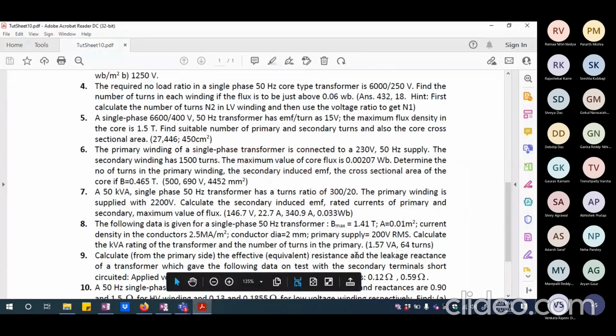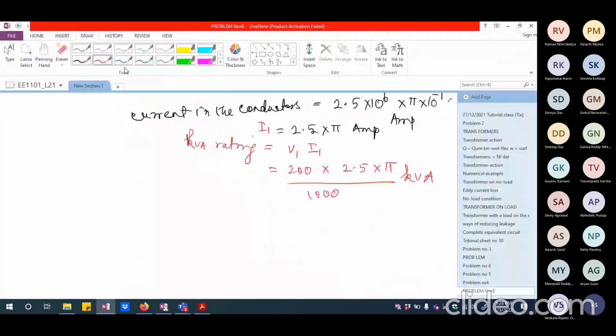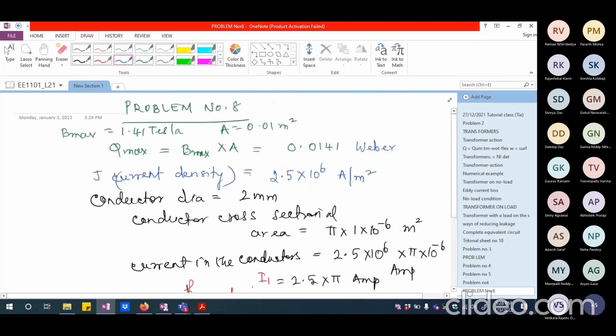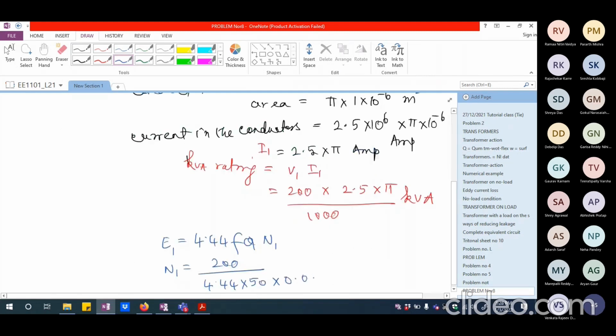Number of turns in the primary. Straightforward, right? Because you can directly write number of turns. So again I can say E equal to 4.44 f φ multiplied by number of turns. So if I'm talking about E1, this is N1. So I can say N1 equal to 200 volts divided by 4.44 multiplied by 50 multiplied by whatever is the flux we have calculated. So flux we calculated as 0.0141. So I can write here 0.0141. This will give me the number of turns in the primary.